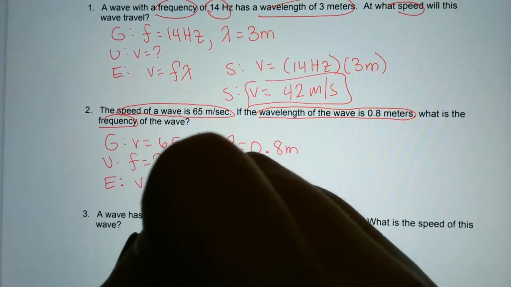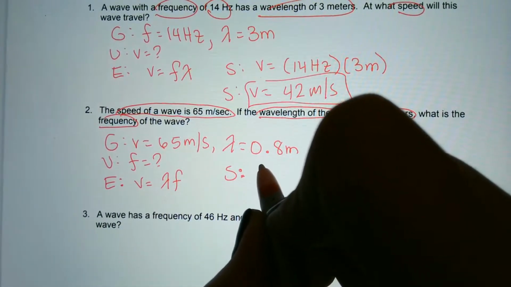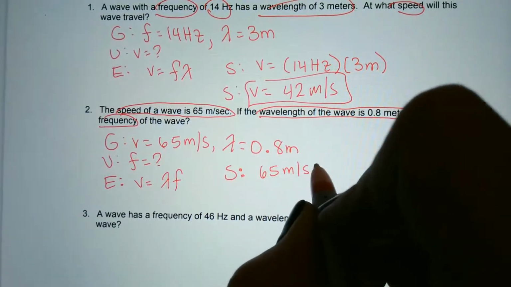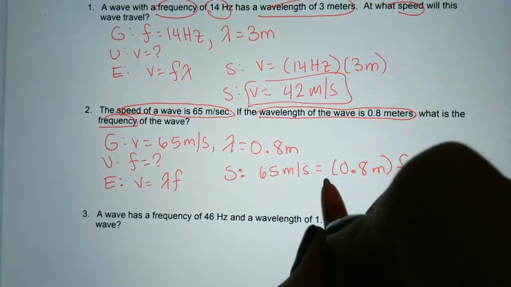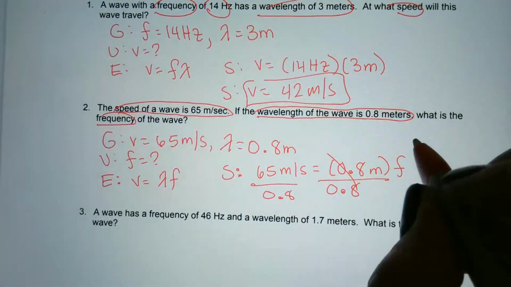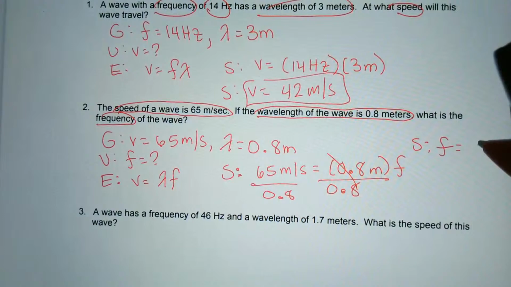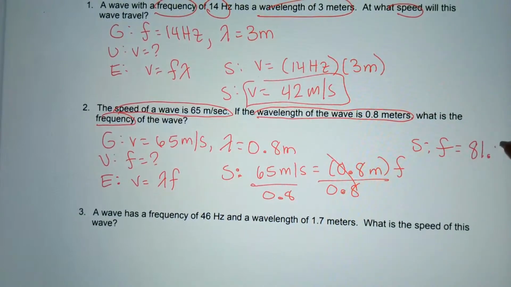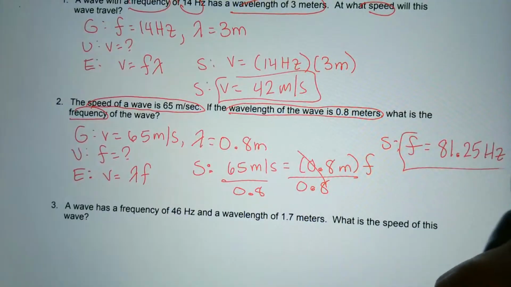We have v equals lambda times f. So I have 65 meters per second equals 0.8 meters times frequency. I divide by 0.8 on both sides. And my solution for the frequency is the following. 65 divided by 0.8 is going to be 81.25 hertz. Okay.